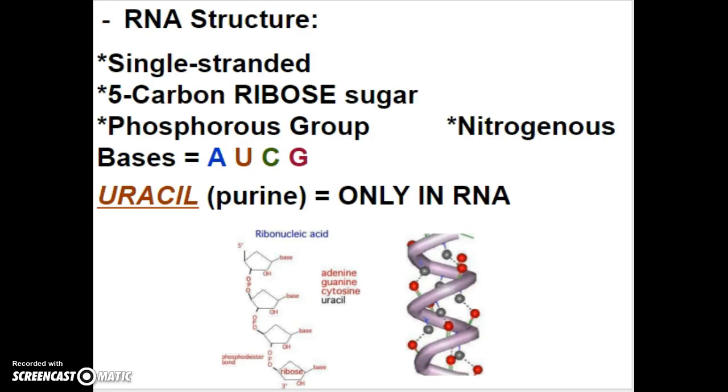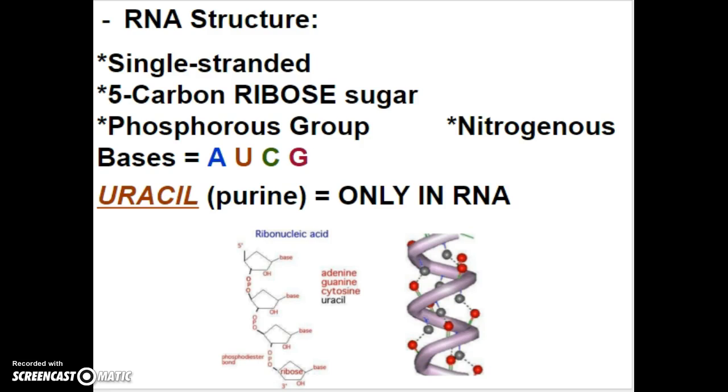The structure of RNA, it is single-stranded. It also has that ribose sugar, 5-carbon sugar. There's phosphorus groups as well as nitrogenous bases. However, there's a difference in RNA compared to DNA. The bases of RNA are adenine, uracil, cytosine, and guanine. Uracil is a pyrimidine, meaning that it has a single ring of carbon and nitrogen atoms. And uracil is the only nitrogenous base to be found in RNA that's unique to RNA. So think uracil is unique to RNA.